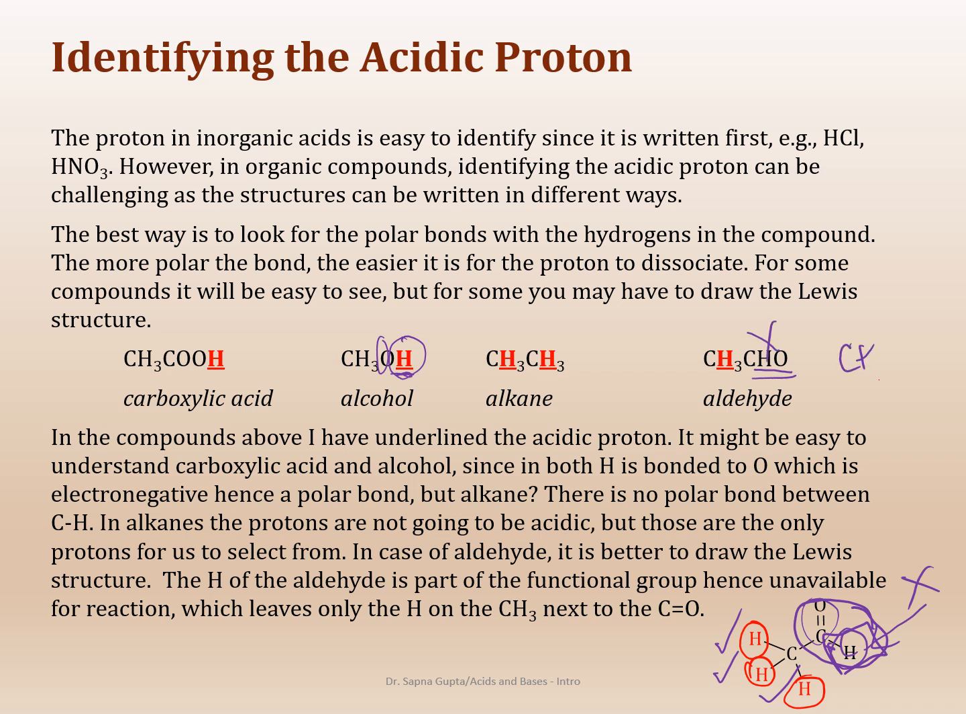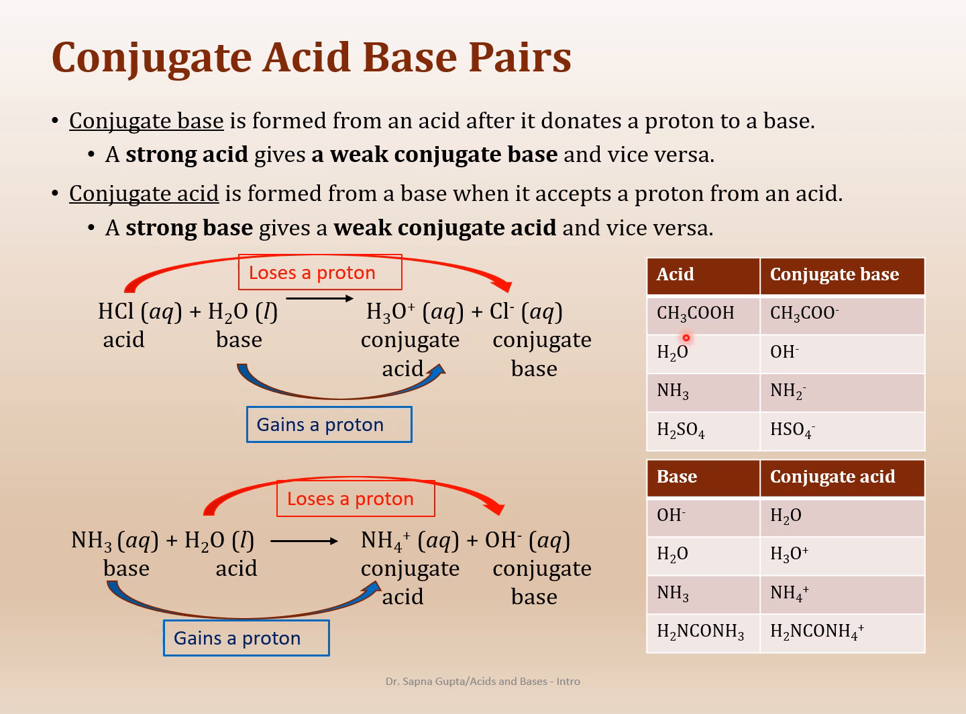Now if it was a ketone, ketones don't have that issue where that carbon has a hydrogen. So any of these protons can be the acidic proton then, okay? Again, we're not talking about whether it's strong or not. We're just talking about whether it is an acid or not. That's what we're talking about. So look for polar bonds, okay? That will help you identify if your proton is available as an acid or not.